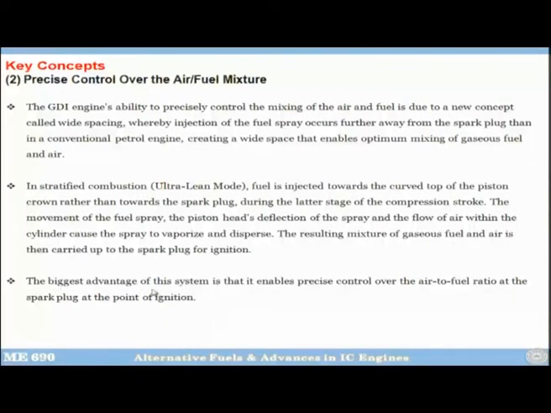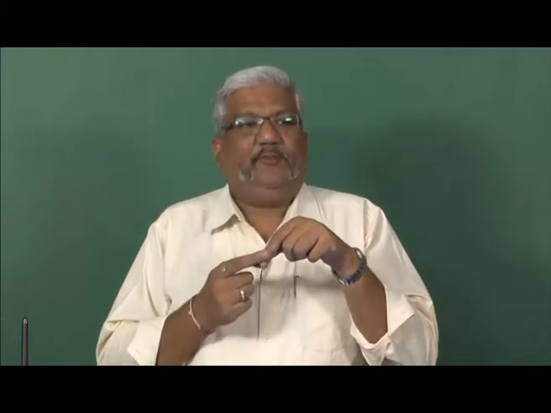The biggest advantage of this system is that it enables precise control over the air-fuel ratio at the spark plug at the point of ignition. So basically, in this wide space, the mixing can take place, and what you are finally trying to do is control the mixture strength at the point of ignition, and because of this wide space you are able to do that much more precisely.